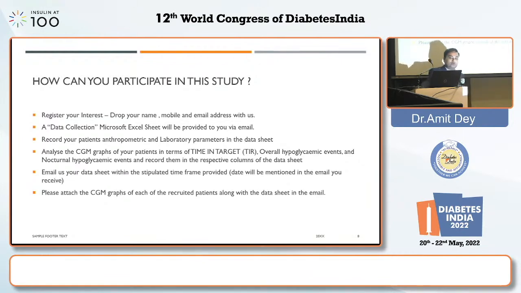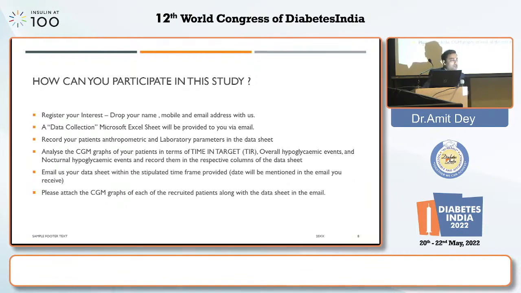And what I intend to do is write up once all of you are agreeing to participate in the study. Let us know how many of you there are. And then we're going to send a data collection Microsoft Excel sheet to you. It's going to be very simple. And we're going to request you to record these anthropometric and laboratory parameters in the data sheet.